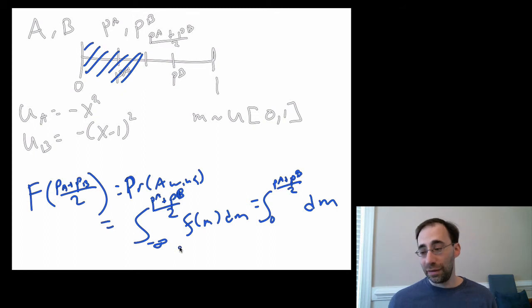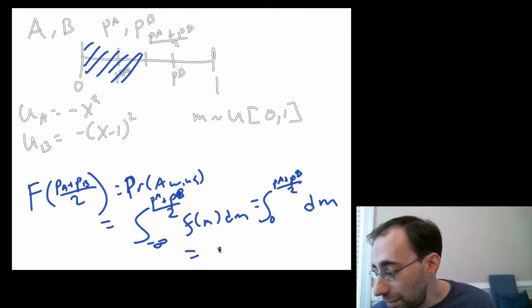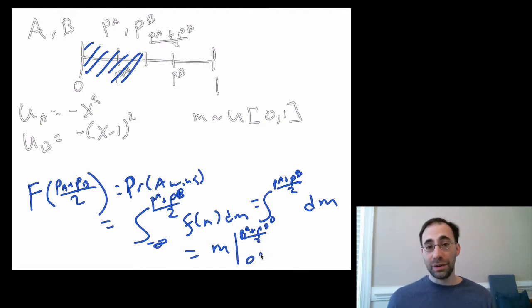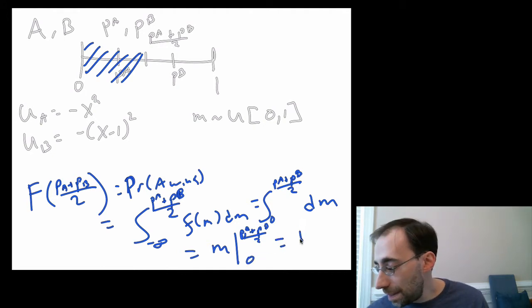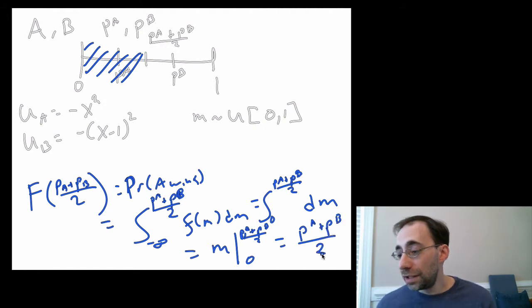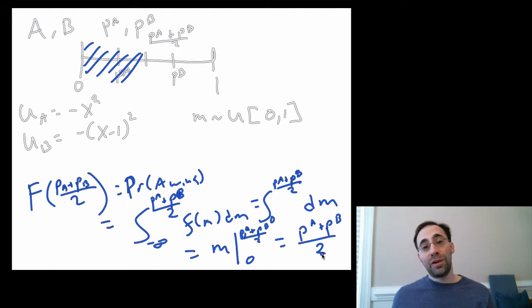Therefore, you're integrating 1 over this range. It's the same as the one we just did in the previous slide, which gives you m evaluated from 0 to (pa plus pb) over 2. The 0 is 0, so the answer is just the midpoint. So if m is distributed uniformly, the probability of winning for party A is exactly equal to the midpoint of the policies of A and B.